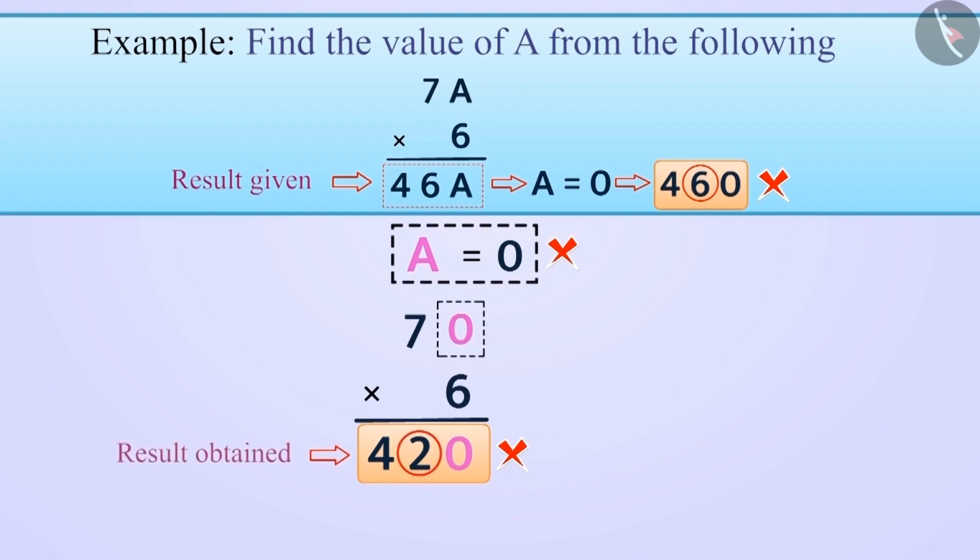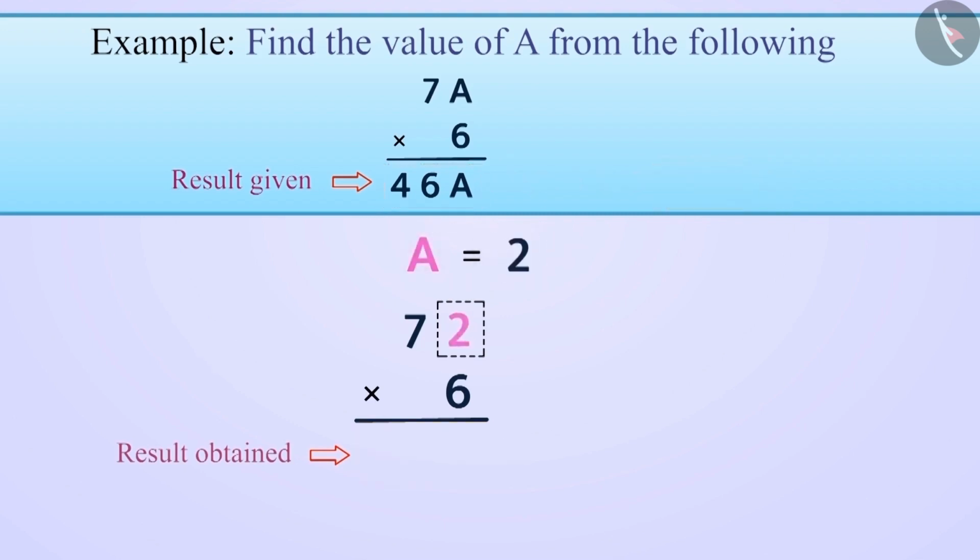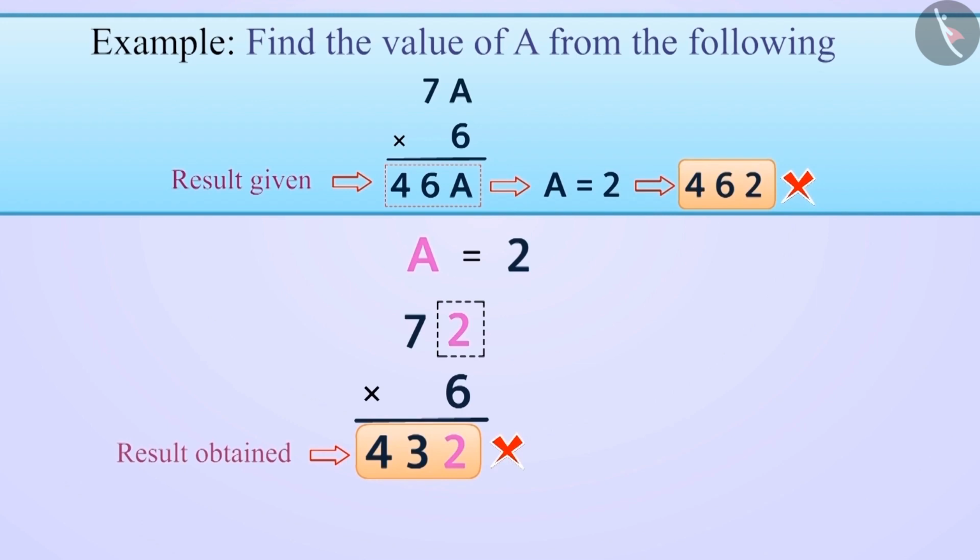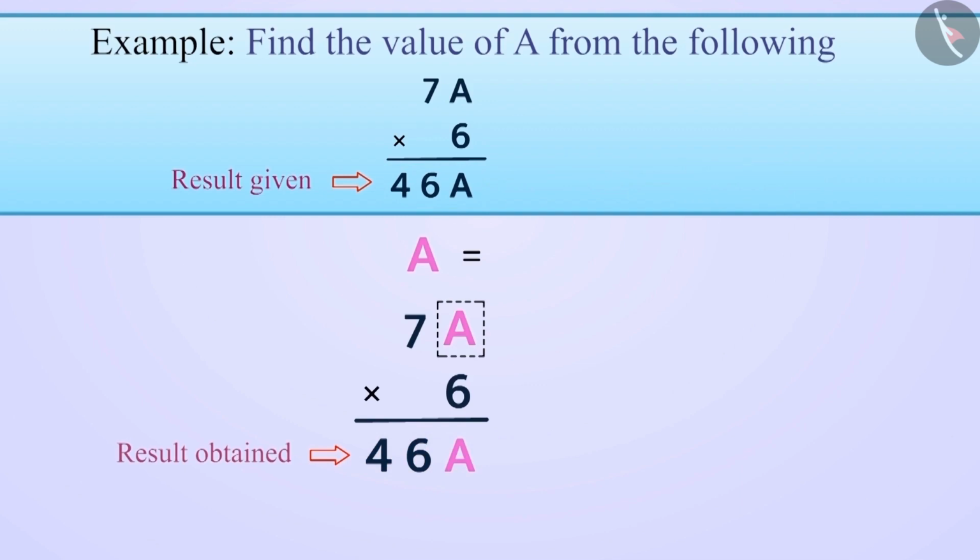Thus, it is clear that the value of a cannot be 0. If we substitute the value of a as 2, then we get 72 into 6, which is 432. But by placing the value of a in the result, we get the number 462. Here too, we see that both the cases do not have the same result, hence the value of a cannot be 2. Now you stop the video and substitute the value of a as 4, 6 or 8 and find out what the value of a can be.